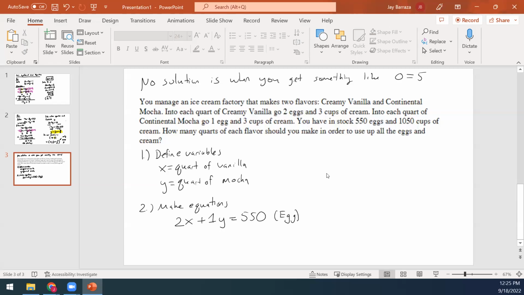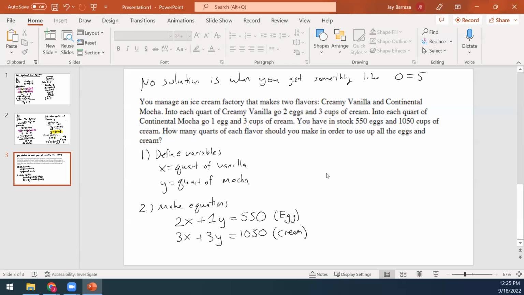quart equation, but you're not making the quarts. You're making, so you're not making eggs and cream. You're making quarts. So the quarts are the variable, and then the numbers are the number of eggs and cream. And then for the vanilla, I use 3 cups of cream plus I use 3 cups of cream for the mocha, and I have 1050 of those. So these are the cream.